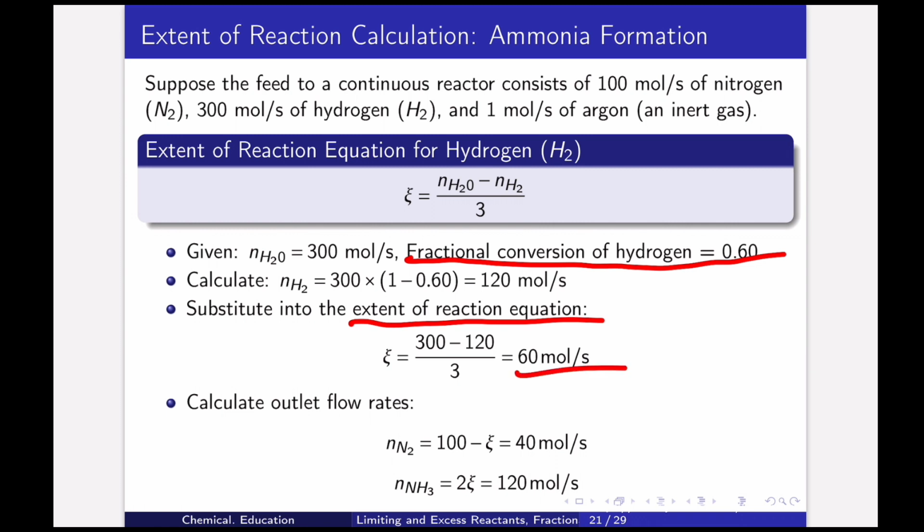Now from here we can easily calculate the other components. We know N of nitrogen is 100 minus zeta and N of ammonia is 2 zeta. So 100 minus 60 is 40 moles, and 2 into 60 is 120 moles. So at that particular time, N of NH3 is 120 mole.